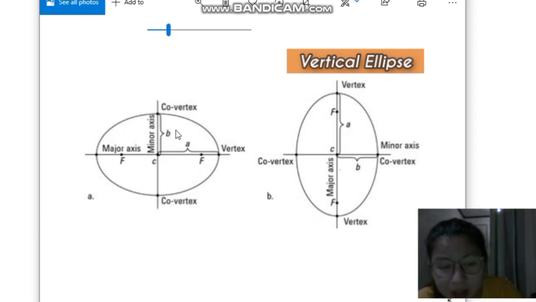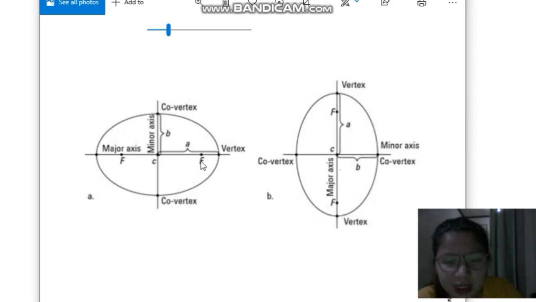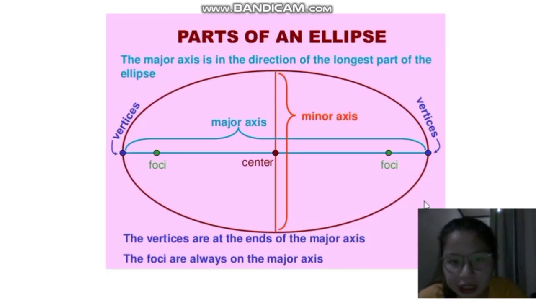So, syempre, kung nasan si major axis, nandoon si foci. So, pansin niyo yung letter F dito, andyan si foci kay major axis, kung horizontal. Kung vertical ellipse naman, ito si major axis. So, ito yung foci. 1 and then 2. So, 2 points, diba si foci? And then next, balik tayo dito, we have a vertices. This one is the vertices.